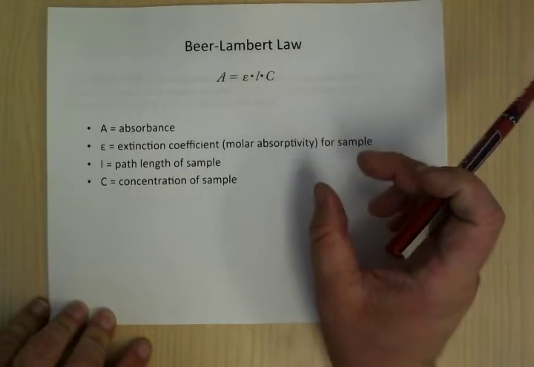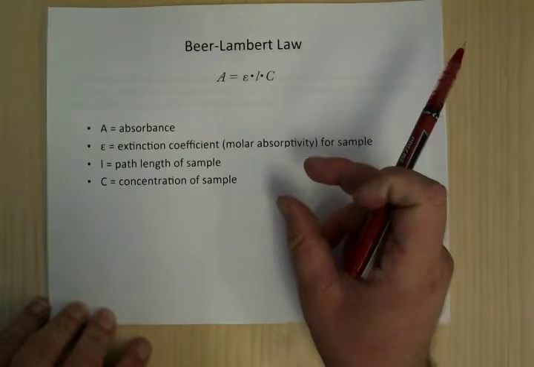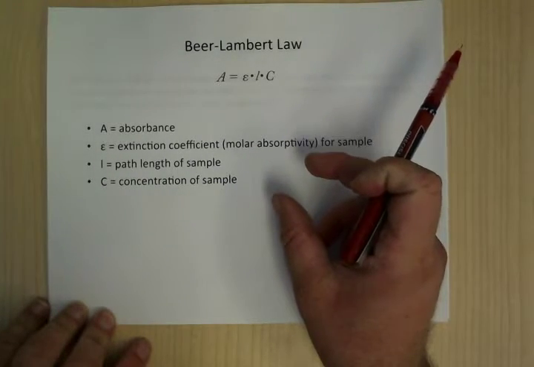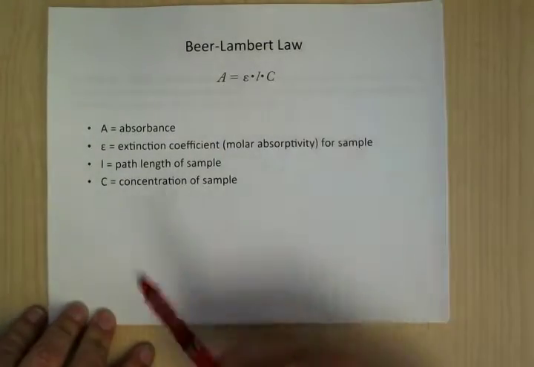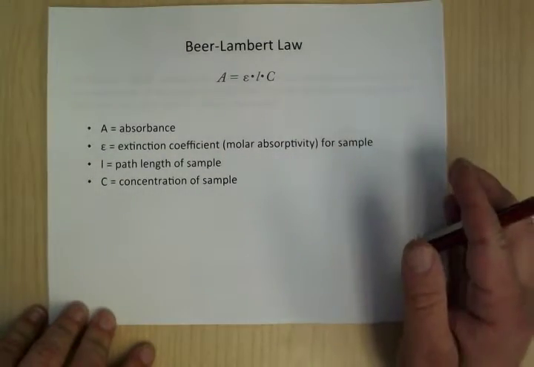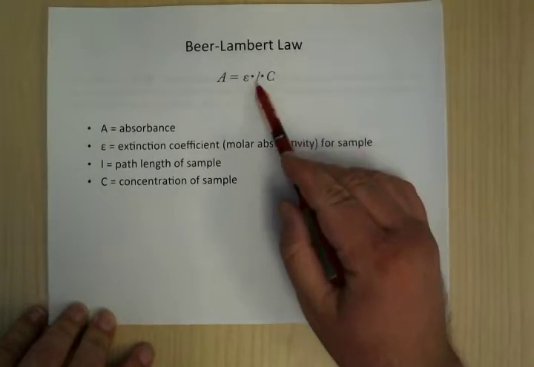So it's some constant times the path length, which is how much sample the light goes through. It's typically 1 centimeter, but if you send it through 2 centimeters, it's going to absorb twice as much, because you have twice as much material for the light to go through. If it's half as much, you only absorb half as much. So you have to take that into account.